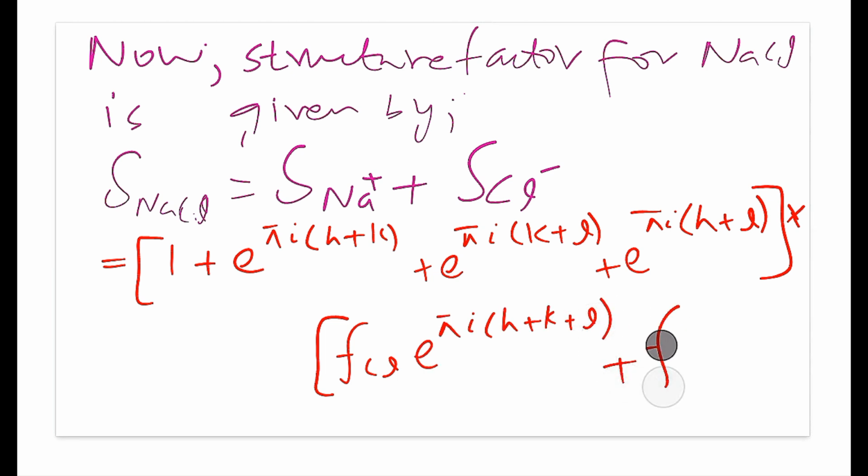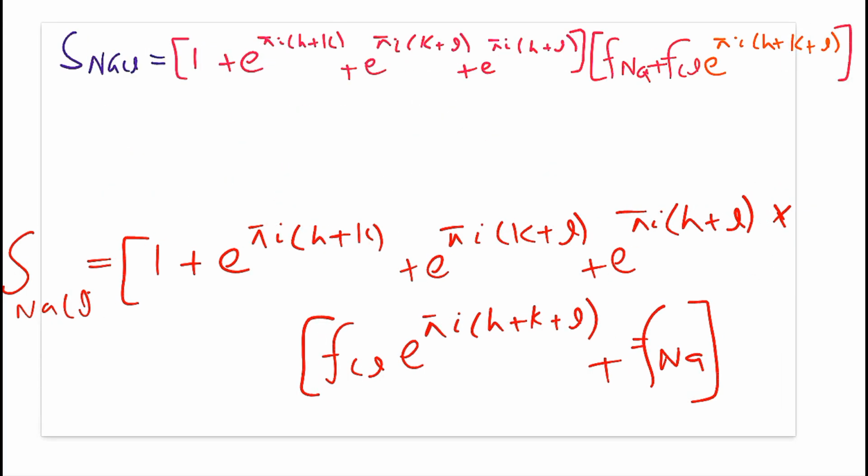and plus F_Cl, bracket closed. Alright, so this is the final expression for the structure factor of NaCl. Now it's time to make comments on the factor that we have got. Let me write this whole thing into a single line so that you can have a better idea of how it looks. I have written the whole result in a single line, and this is the final formula for the structure factor of NaCl.